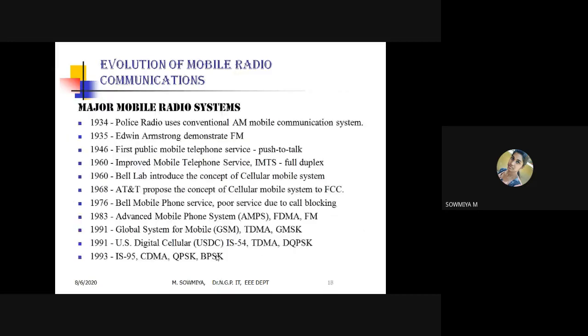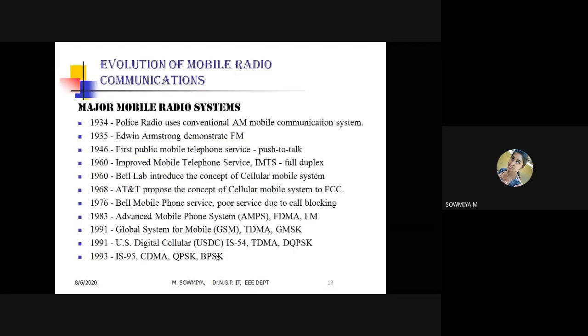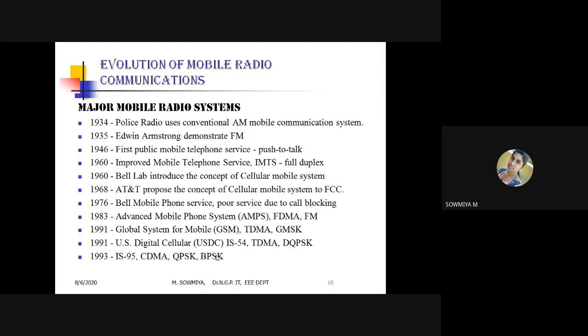Evolution of mobile radio communication. Major mobile radio systems. Historically, wireless communication launched in the year 1934, that is, police radio using conventional AM mobile communication systems. And in 1935, Edwin Armstrong demonstrated FM. And in 1946, the first public mobile telephone service, that is push to talk.